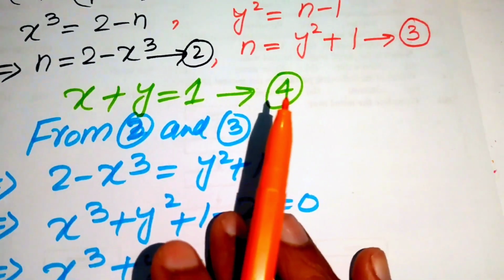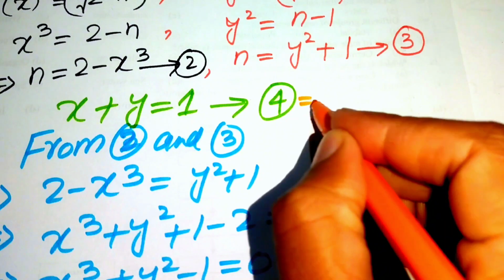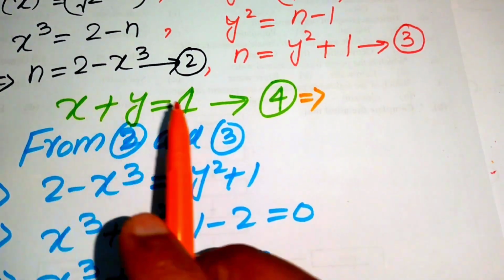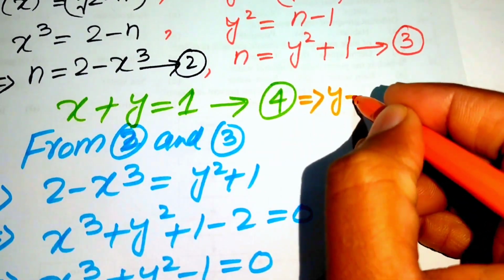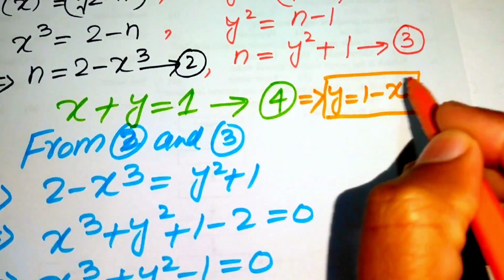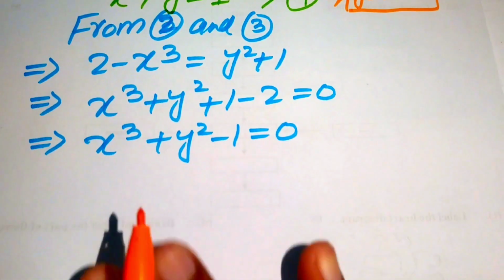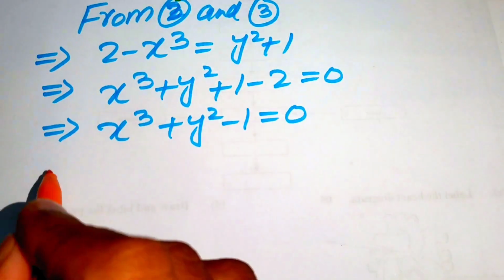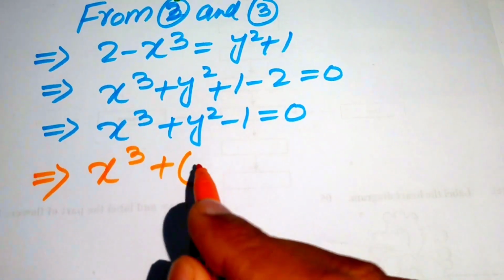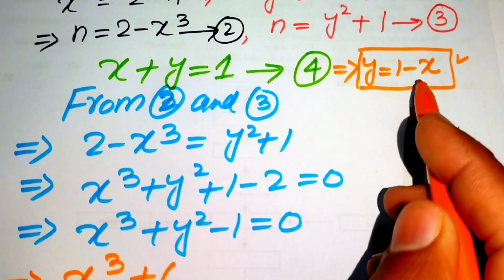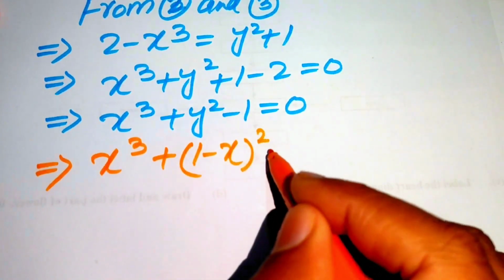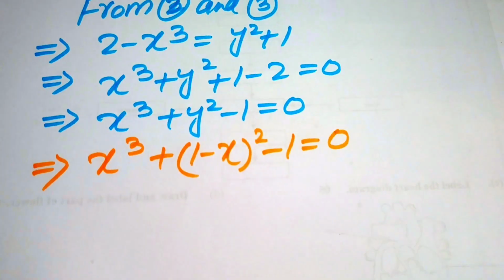Now we simplify equation number 4. If you see in equation number 4, this implies that we need to find the value of y, and we move x to the right hand side, and we get y equals to 1 minus x. So we use the value of y here, and we get x cubed plus y square, and we have the value of y is 1 minus x, so we put this value here. So we have x cubed plus 1 minus x square minus 1 equals to 0.